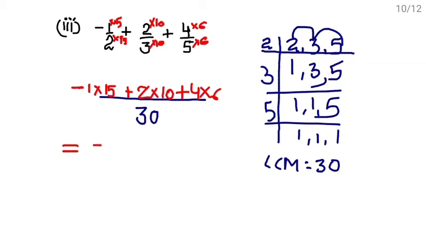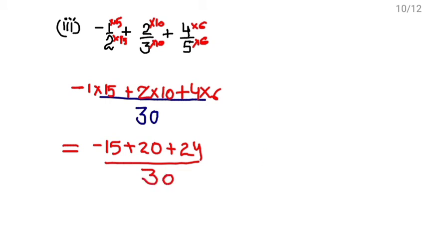15 ones are 15 with a minus sign, plus 10 twos are 20 with a plus sign, plus 4 sixes are 24, upon 30. These are of the same sign, so firstly add these two: 20 plus 24 is 44. And this is of a different sign, minus sign, so this will be subtracted: minus 15.